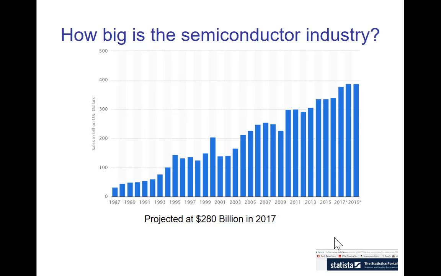I haven't seen the final figures for 2017, but it was just under $300 billion in 2017. That's just a number, isn't it? Is that a big number? Yeah, it's a pretty big number. Notice that there's been a steady growth in the semiconductor industry over the last 2 decades, and this growth will continue. Why does it continue?